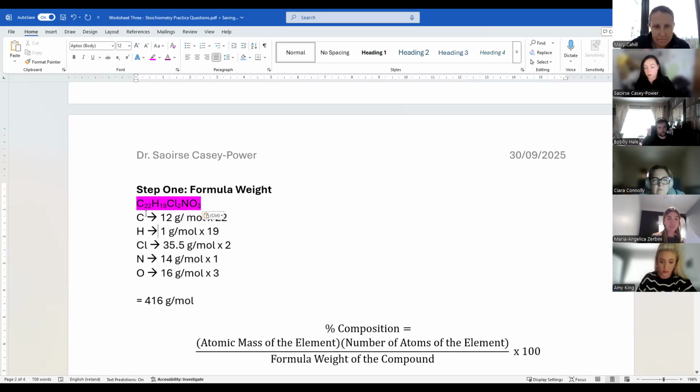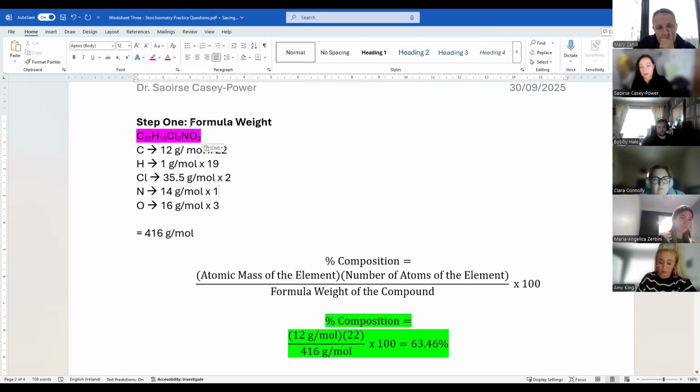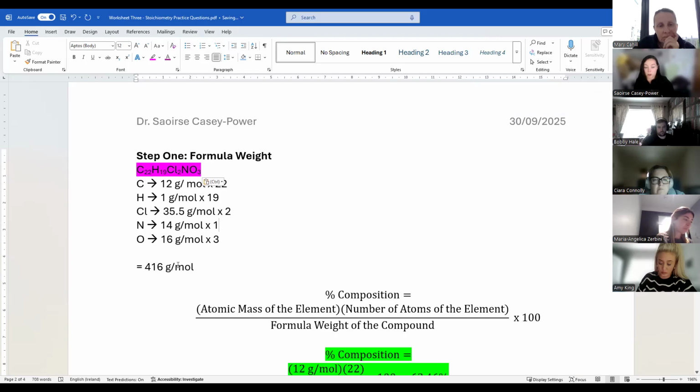In the exact same way, I have carbon, hydrogen, chlorine, nitrogen, and oxygen. For each one of them, I take the molecular weight from the periodic table and multiply it by the amount of those atoms that I have. In this example, there's 12 grams per mole multiplied by 22 for my carbon, 1 gram per mole multiplied by 19 for my hydrogen, 35.5 multiplied by 2 for my chlorine, nitrogen 14 grams per mole by 1, and oxygen is 16 grams per mole by 3. All you do is add the total of that up, and that will give you 416 grams per mole for that particular compound.